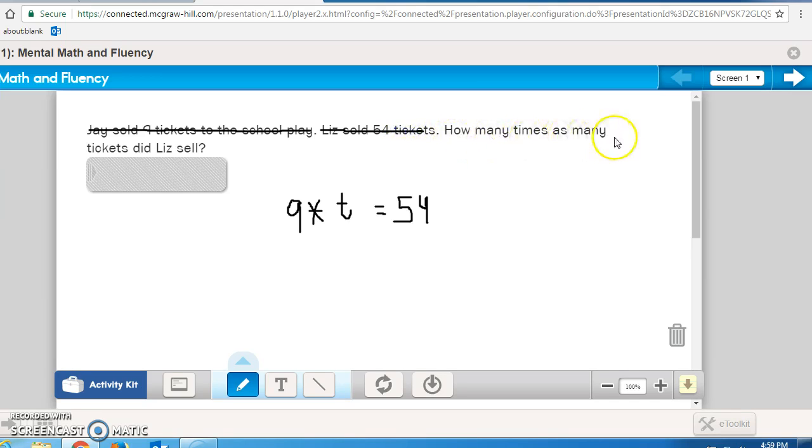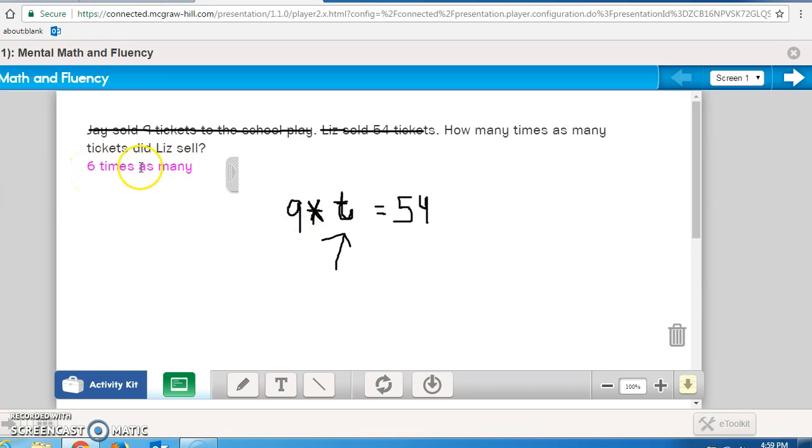How many times as many? Well, look at this. How many times as many tickets did Liz sell? So I put a T here for tickets. So now I have my number story problem set up with the unknown and the letter T for tickets written in. So what is my answer? 9 times what equals 54? Well, hopefully you realize by now that 54 is 6 times as many. So my answer for letter T would be 6.